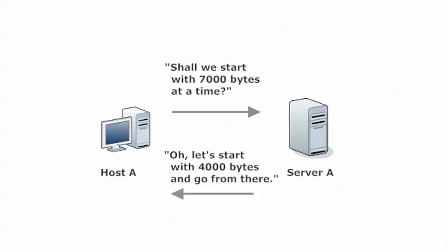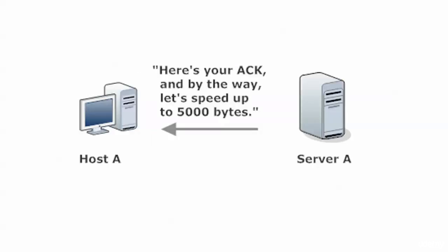Now, the important thing to remember about this window is it is dynamic. It is not static. So when they come to this agreement, say at 4,000 bytes, that doesn't mean the size of the window is going to stay at 4,000 bytes. So that's why you will see this called a dynamic window. You'll see it called a sliding window because the window value itself can change.